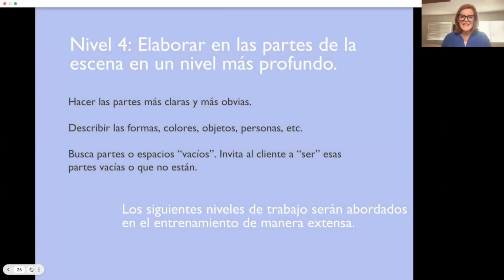And then you can make the parts clearer, like, oh, well, tell me a little bit about that part over here, you know, that car over here, that person over here.